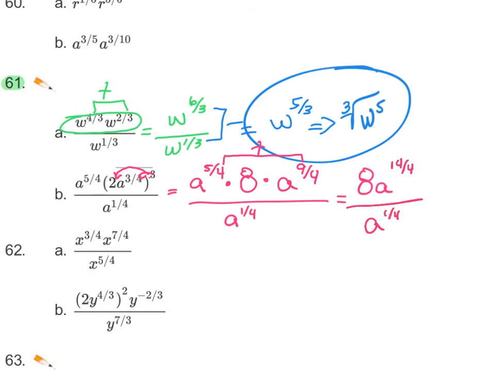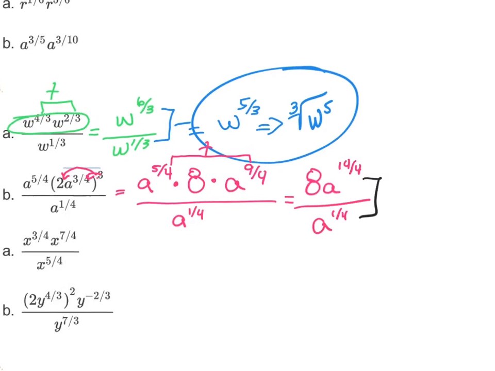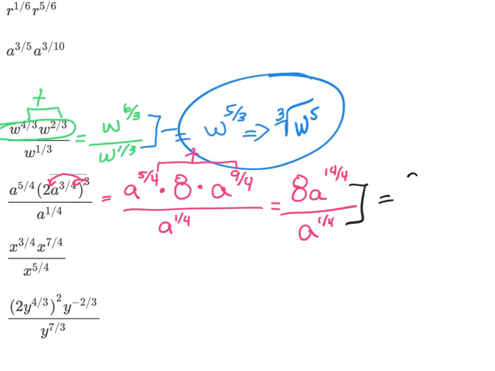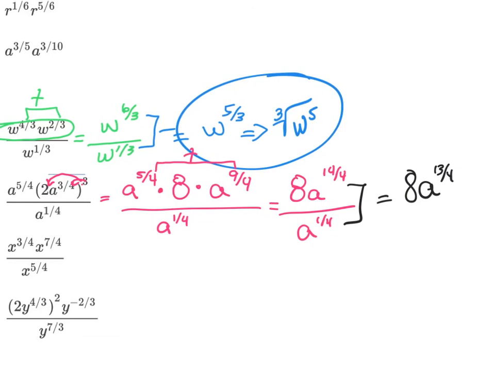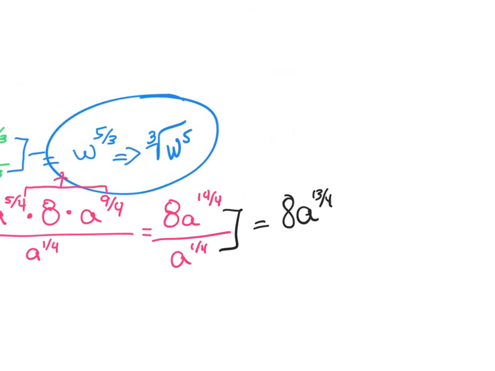So now that I have same bases, but I am dividing, what do I do to their exponents? So it's a to the 13 over 4. Does that make sense, ladies and gents? I could also write this as the 4th root of a to the 13th. Same thing.